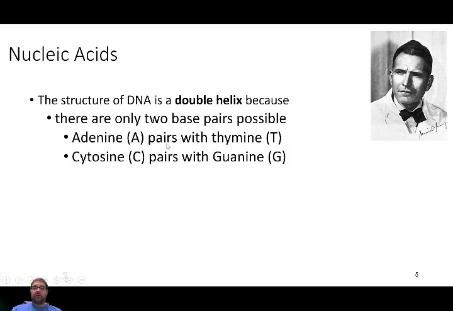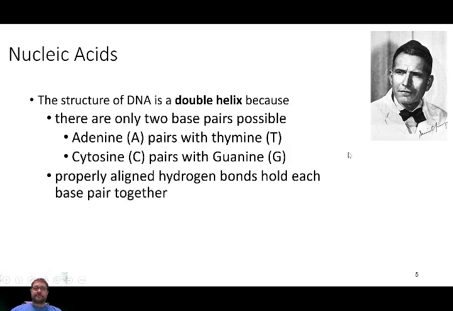But because of this structure of A always binding with T and C always with G, the DNA itself is a uniform thickness. It is three carbon rings thick everywhere because of the pairing that's going on. Properly aligned hydrogen bonds hold those bases together. Like I said before, 2 hydrogen bonds for adenine thymine and 3 hydrogen bonds for cytosine guanine.